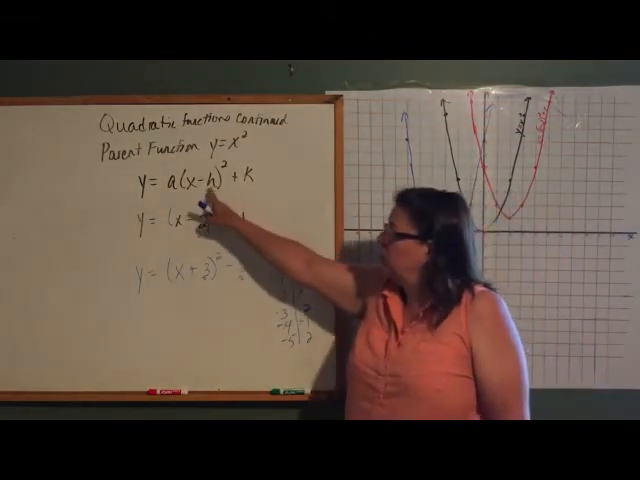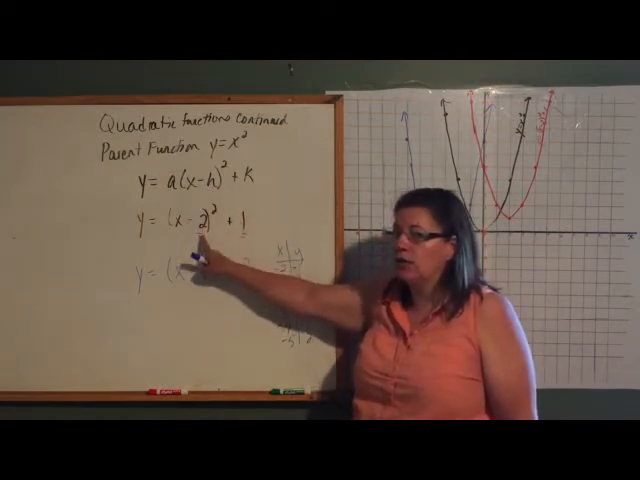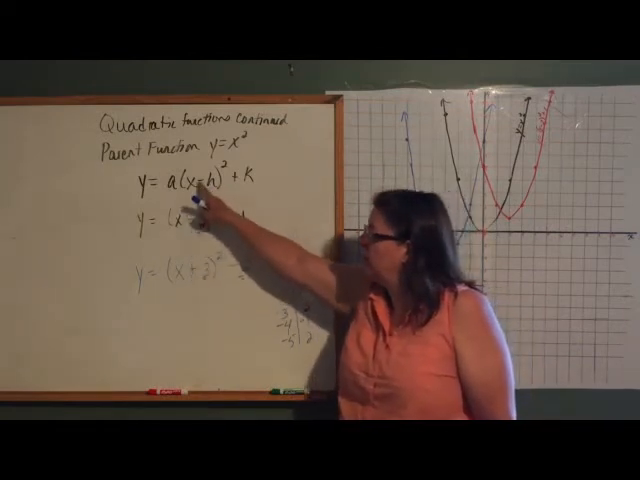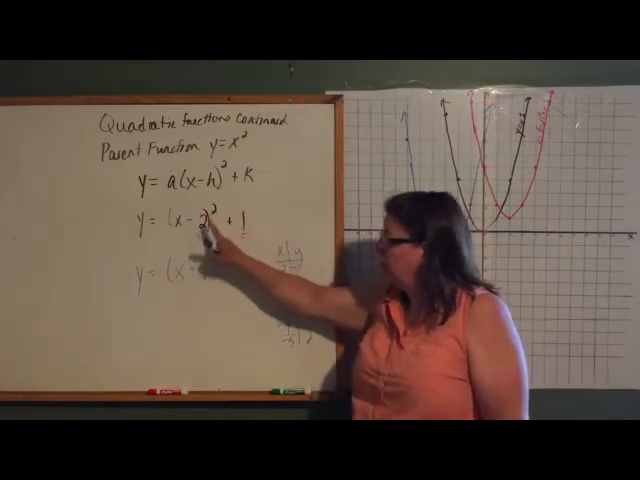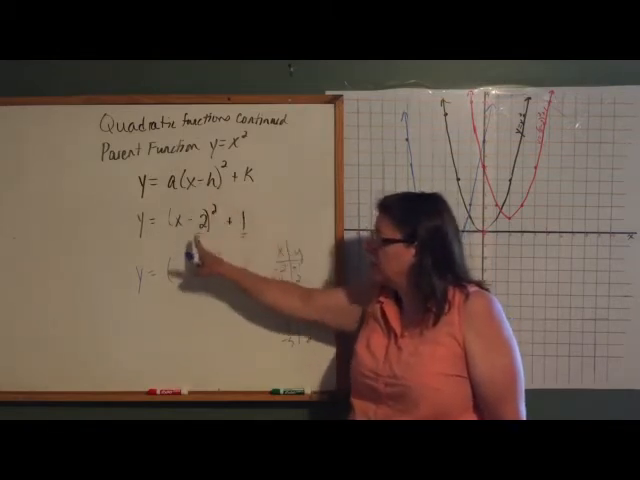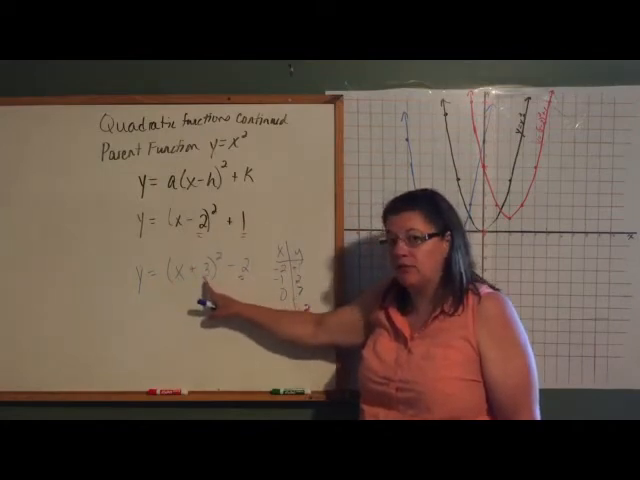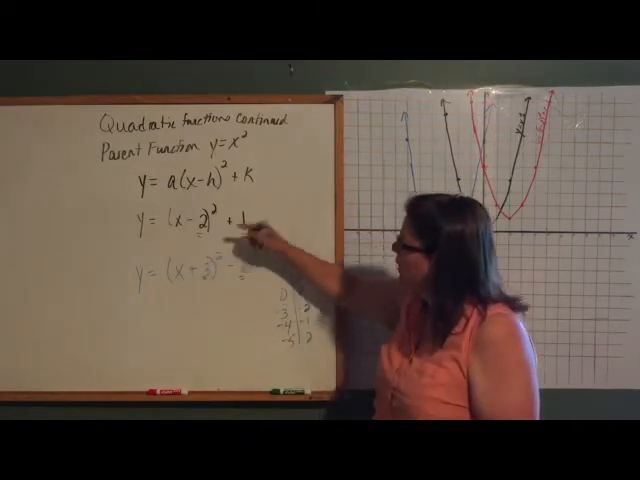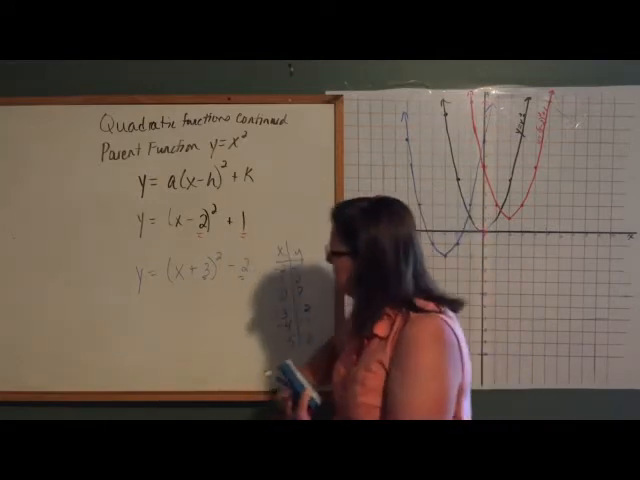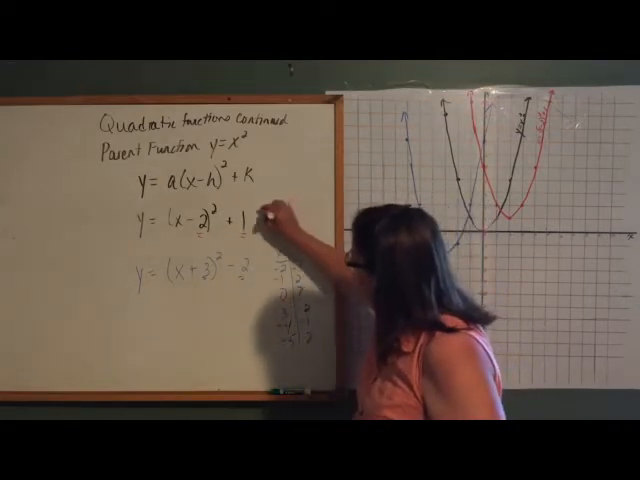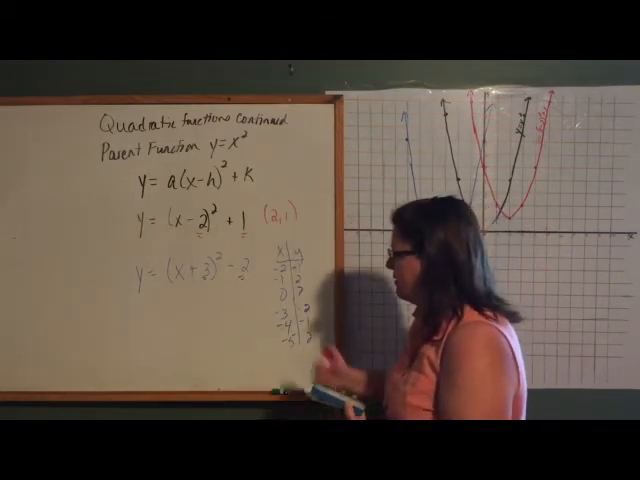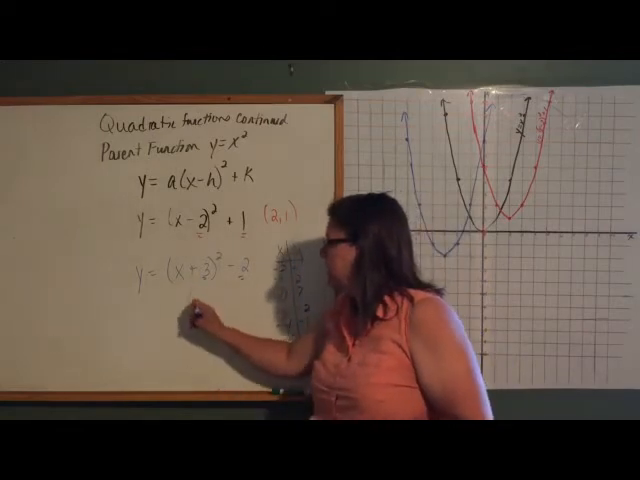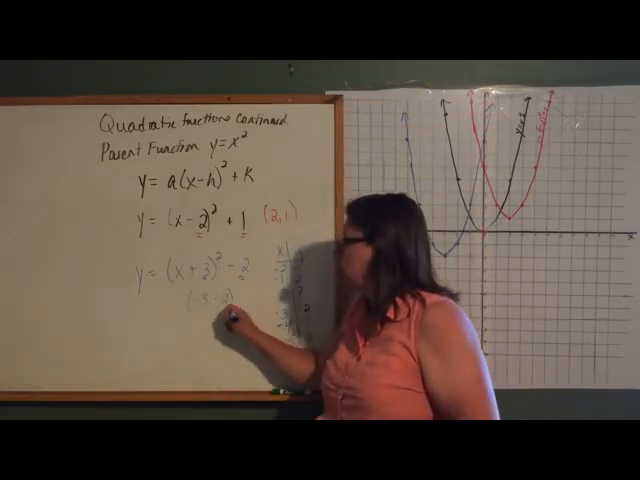The h value is going to be the x coordinate of the ordered pair. Now notice in the graphing form, this is a minus. So if this is a minus, we're using the positive 2. But if this is a plus, the sign has changed, our x value will be a negative. The vertex in this function was at 2, 1. The vertex at this blue function was at negative 3, negative 2.